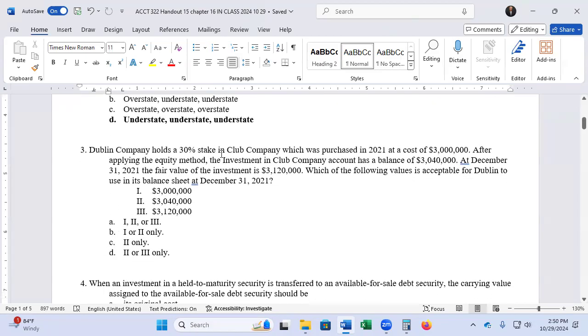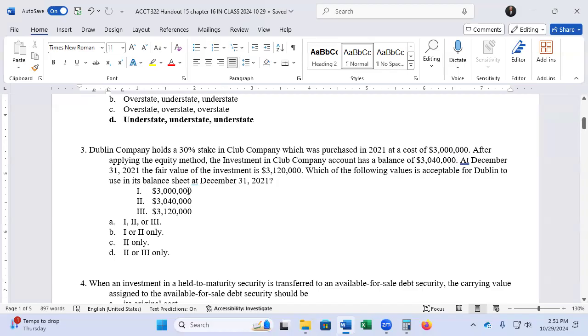Dublin Corporation holds a 30% stake in Club Company, which was purchased in 2021 at a cost of $3 million. After applying the equity method, the investment in Club Company account has a balance of $3,040,000. At December 31, 2021, the fair value of the investment is $3,120,000. Which of the following values is acceptable for Dublin to use in its balance sheet as of December 31, 2021?